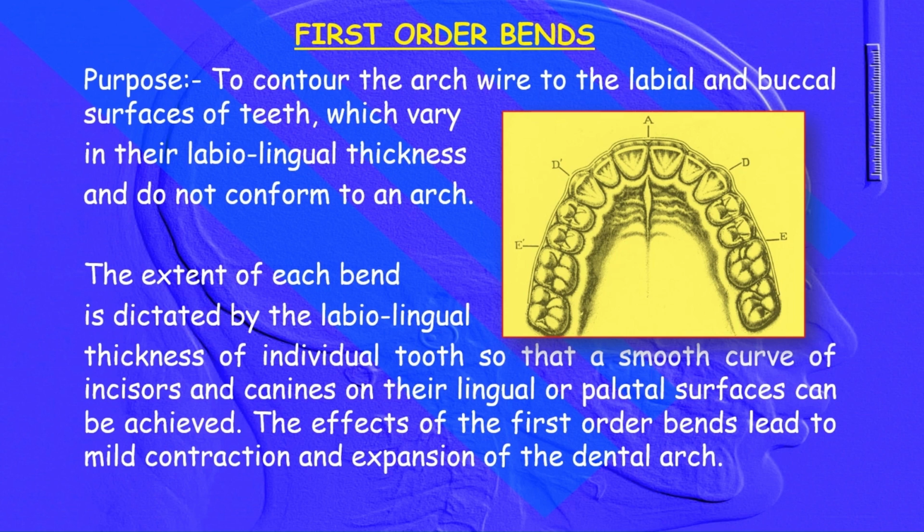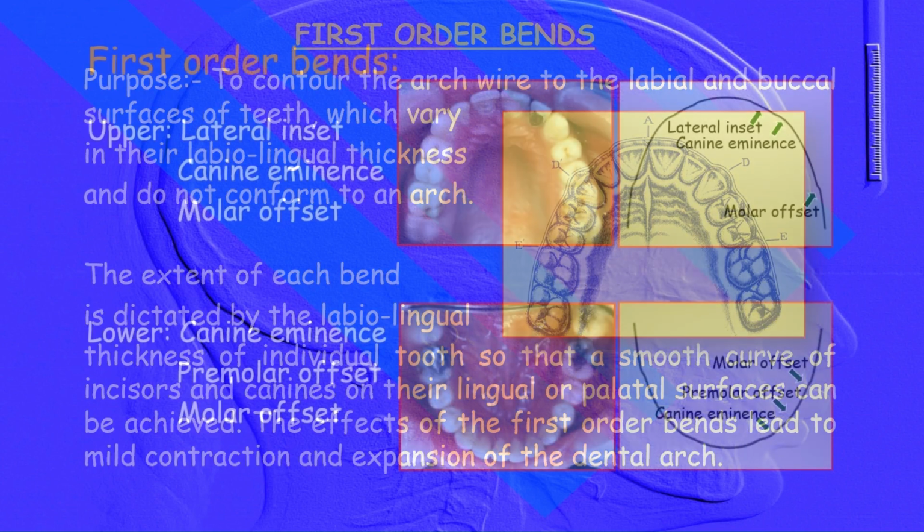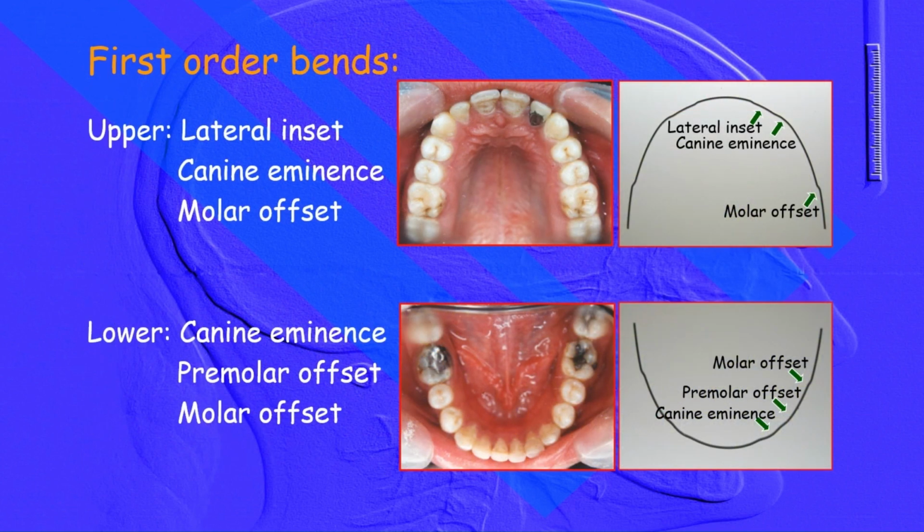First order bends can be put both in round and rectangular arch wires. The effects of the first order bends result in mild contraction and expansion of the dental arch. In the maxillary arch, lateral inset, canine eminence, and molar offset are typical first order bends. However, canine eminence and molar offset are typical first order bends in the mandibular arch. Also, in a few cases, the mandibular arch requires premolar offset.